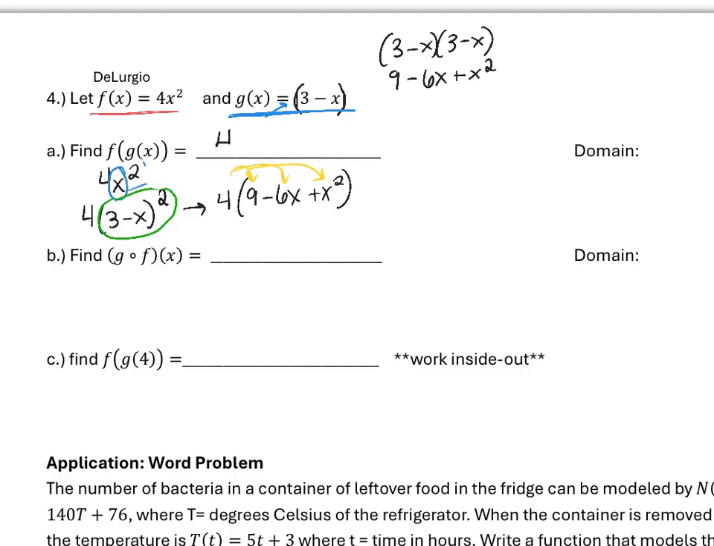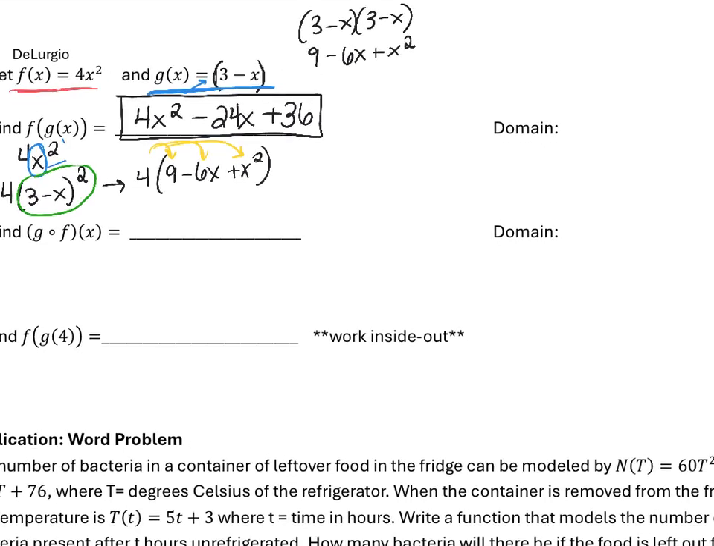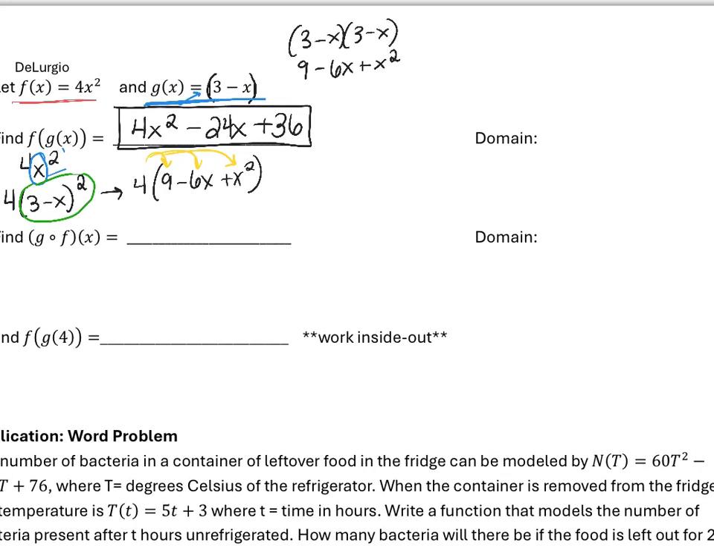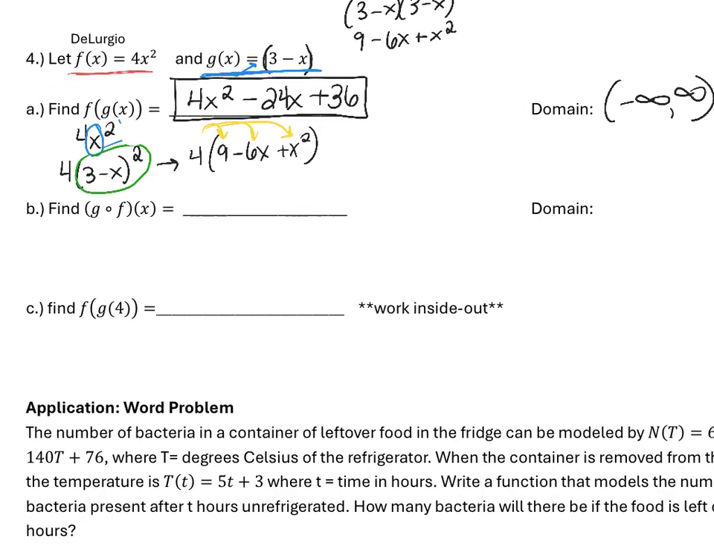So my final answer is 4x squared minus 24x plus 36. So that is f of g of x. And then any domain issues on this, there are none. It's just going to be a quadratic. So the domain is going to be from negative infinity to positive infinity.